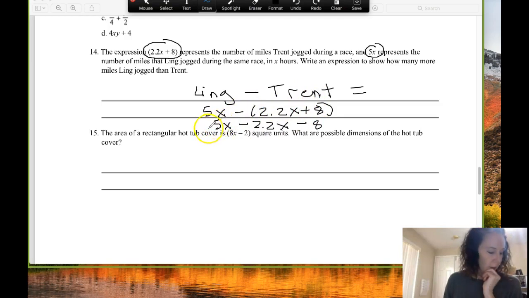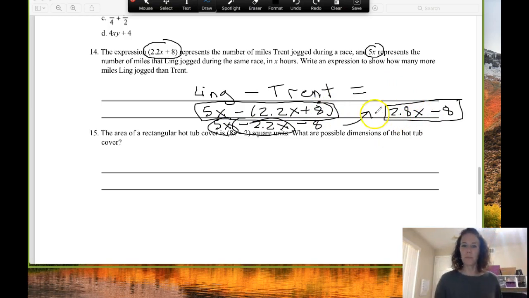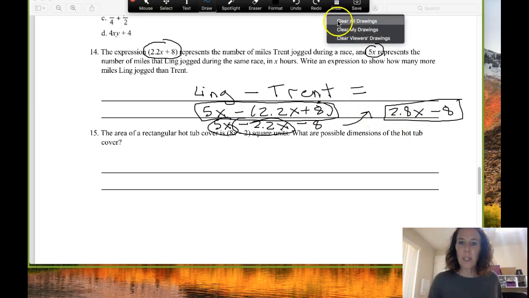All right, if I go 5x's minus 2.2x's, that's going to give me 2.8x's. And these are like terms, so I combined them, and then I just have minus 8. So you could have told me this expression or this expression. This is the expression, and this is the simplified version. Both are fine. Let's look at 15.